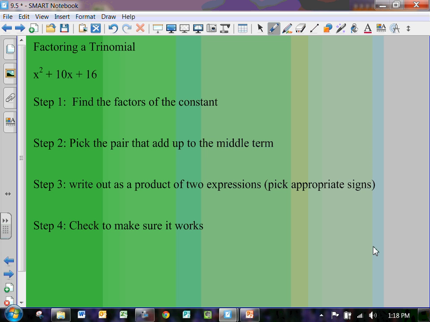So if you want to take a second, write those down. You can pause the video if you need to. But I'm going to get going here pretty quick. So hit pause.